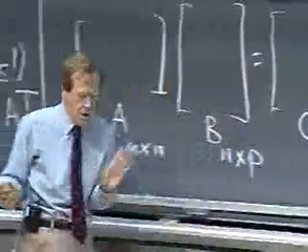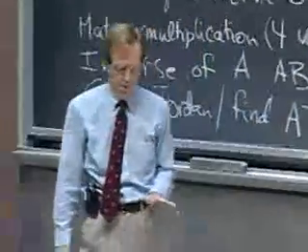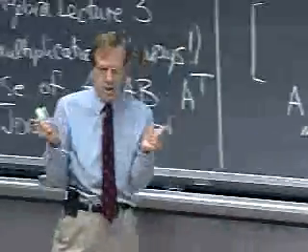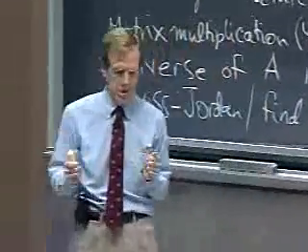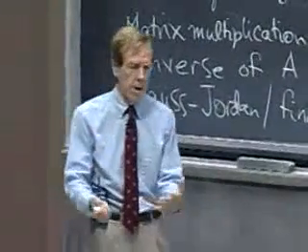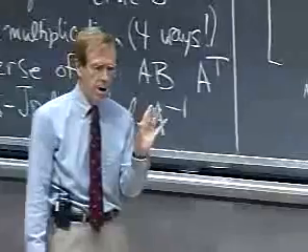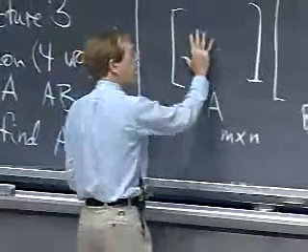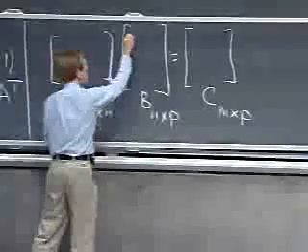Now I want to look at whole columns. Here's the second way to multiply matrices, because I'm going to build on what I know already. How do I multiply a matrix by a column? How do I know how to multiply this matrix by that column?